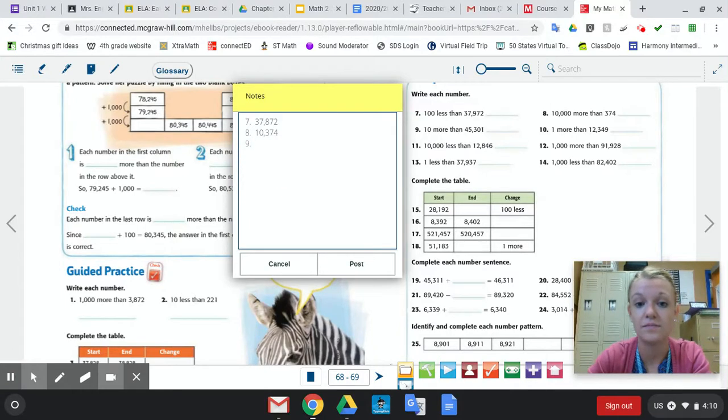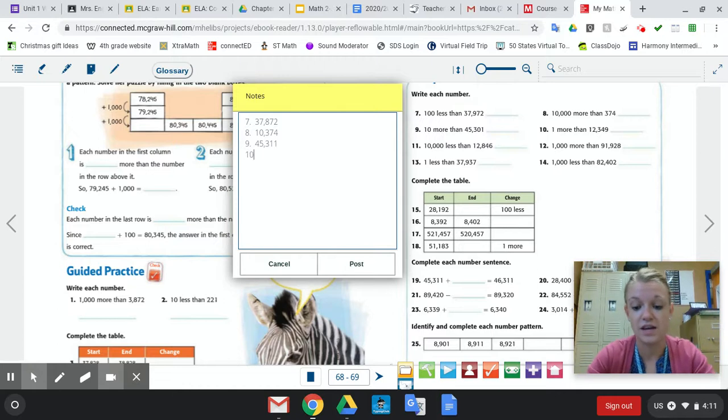Okay, let's try number 9. 10 more than 45,301. Okay, find the tens place because we need 10 more and underline it. You should have underlined the 0. Okay, if I need 10 more than this, that means I have to add 1 to the 10 spot. So 0 plus 1 is 1. So that's my final answer for number 9. So basically, whatever it's saying you need to add or have more or less of is the place value, and you're either going to add 1 to it or take 1 away from it.